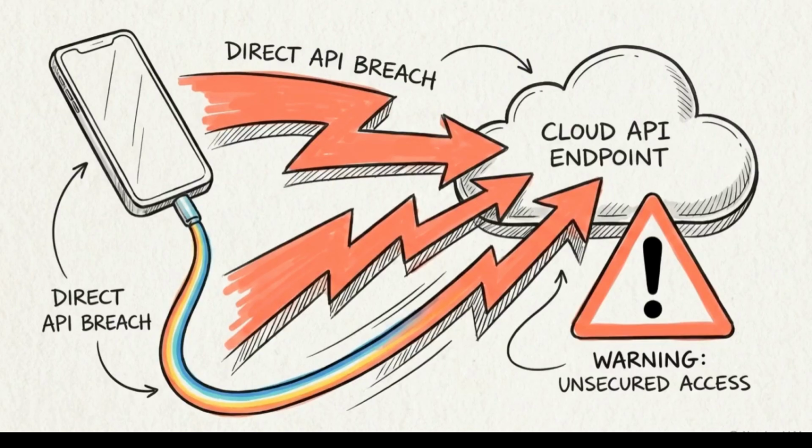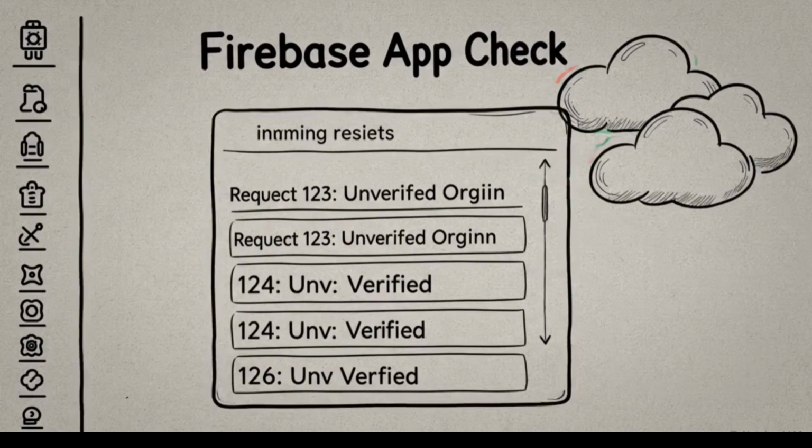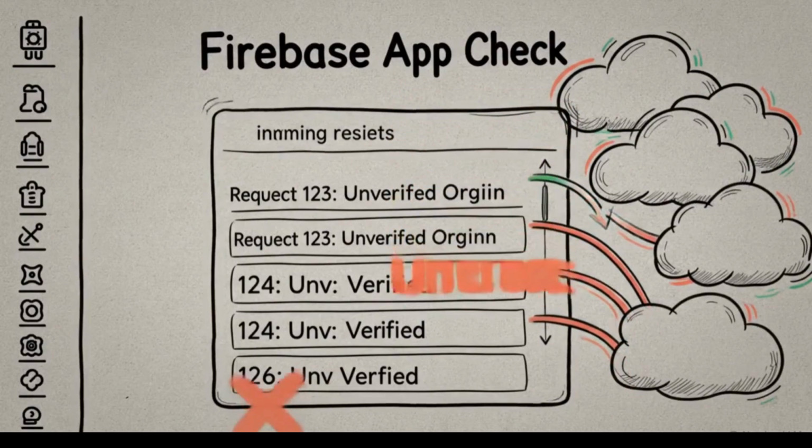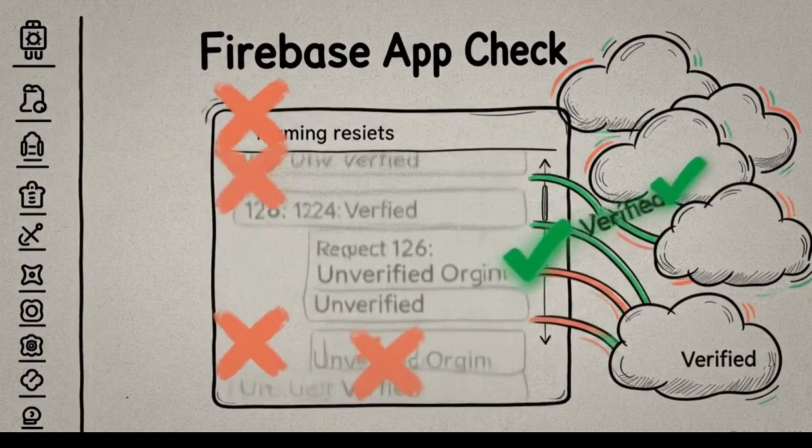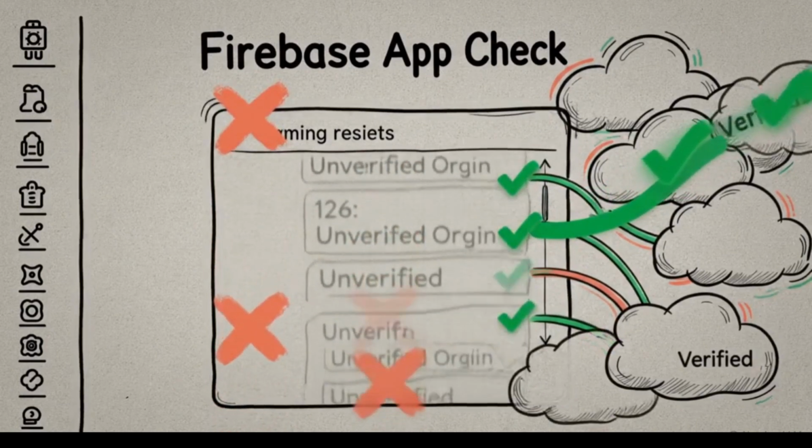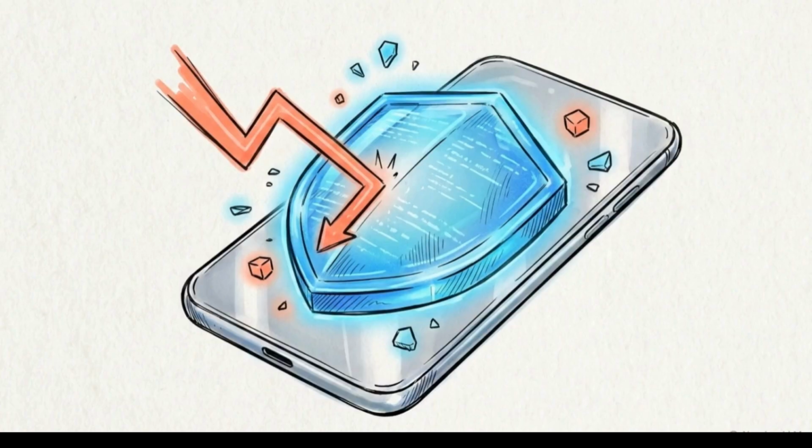Without a backend server acting as a gatekeeper, how do you prevent unauthorized users from draining your API quota? The first line of defense is Firebase AppCheck. It intercepts and drops unverified requests before they ever reach the Gemini endpoint. It verifies the cryptographic authenticity of the app origin. If a malicious script tries to ping your endpoint, AppCheck blocks it.